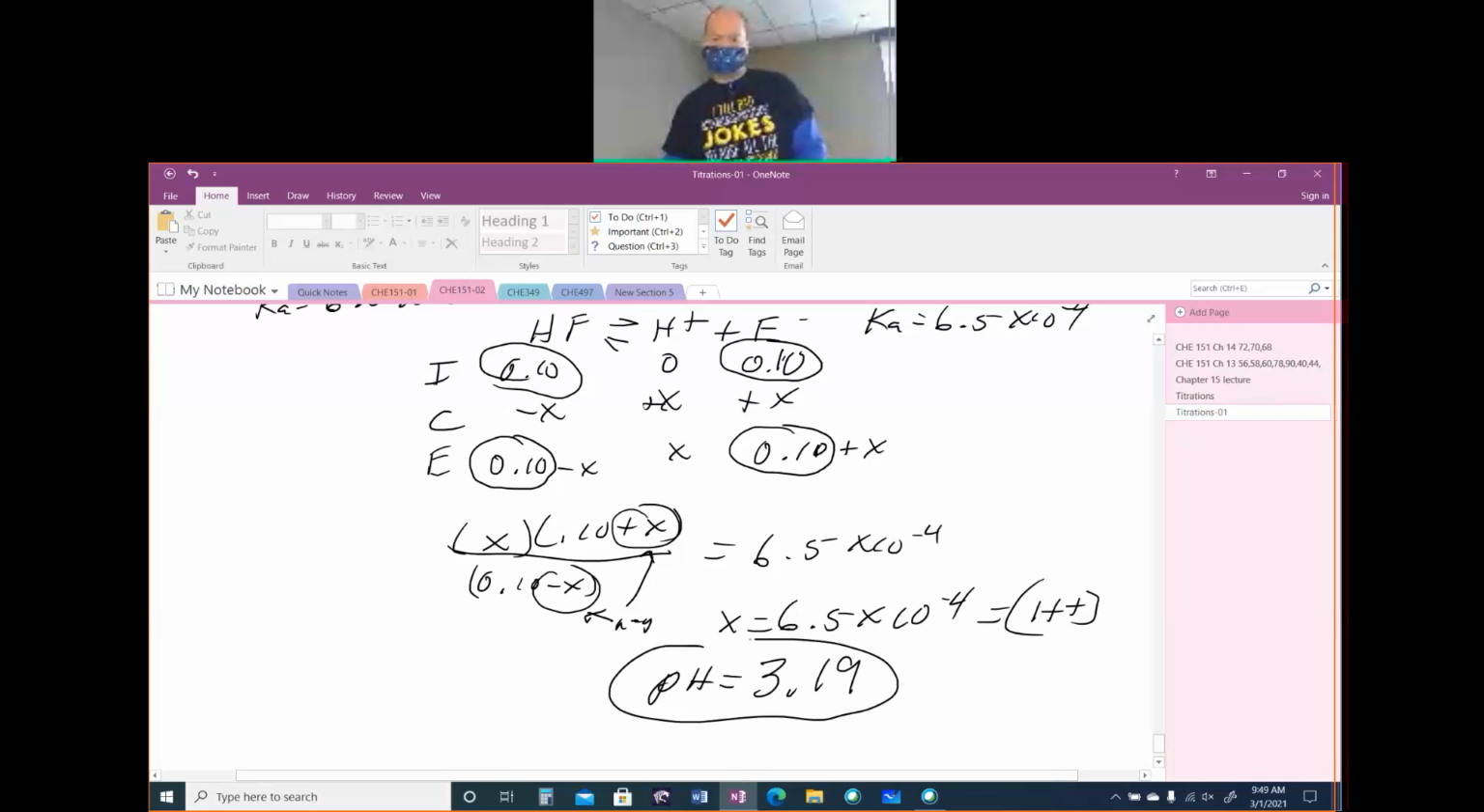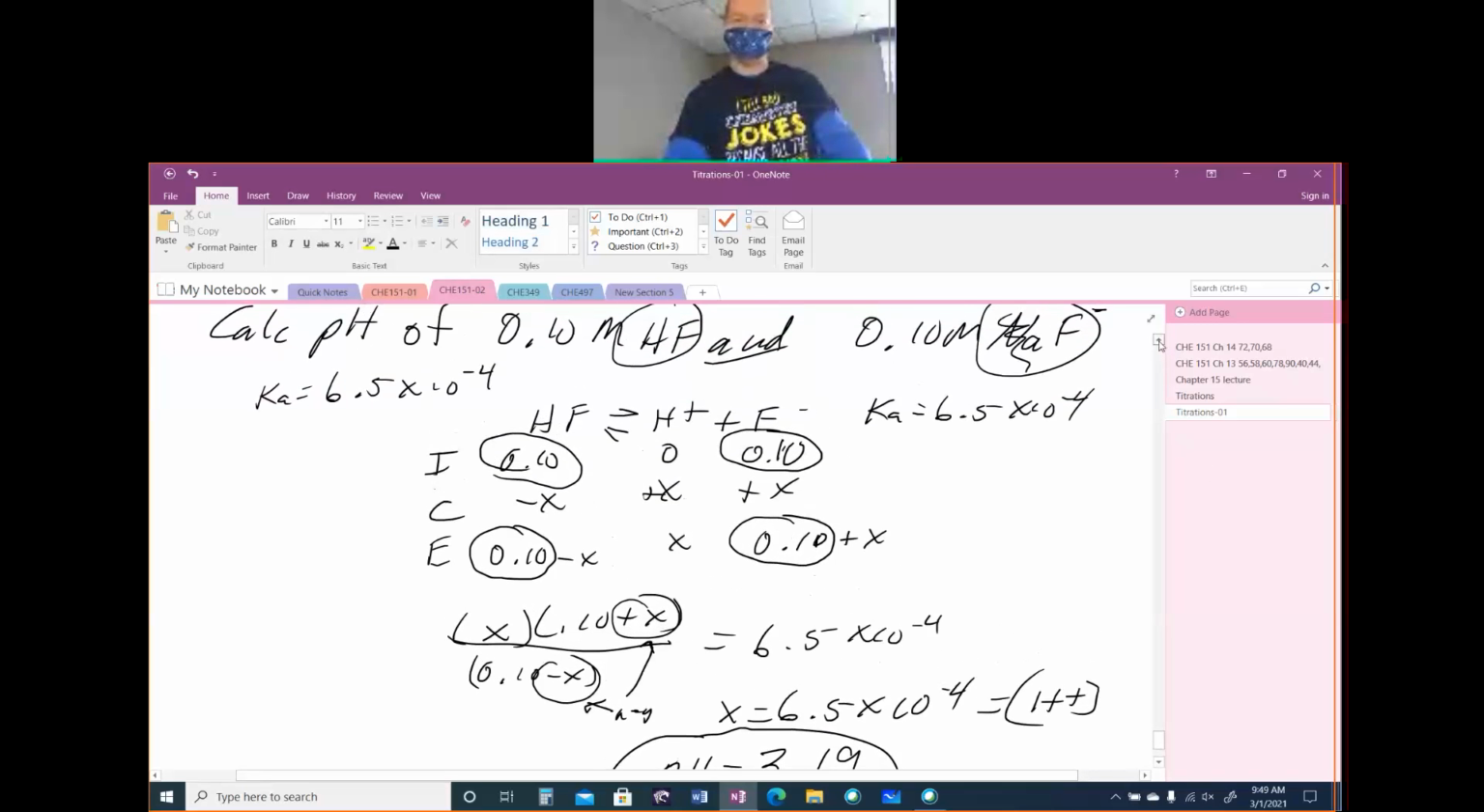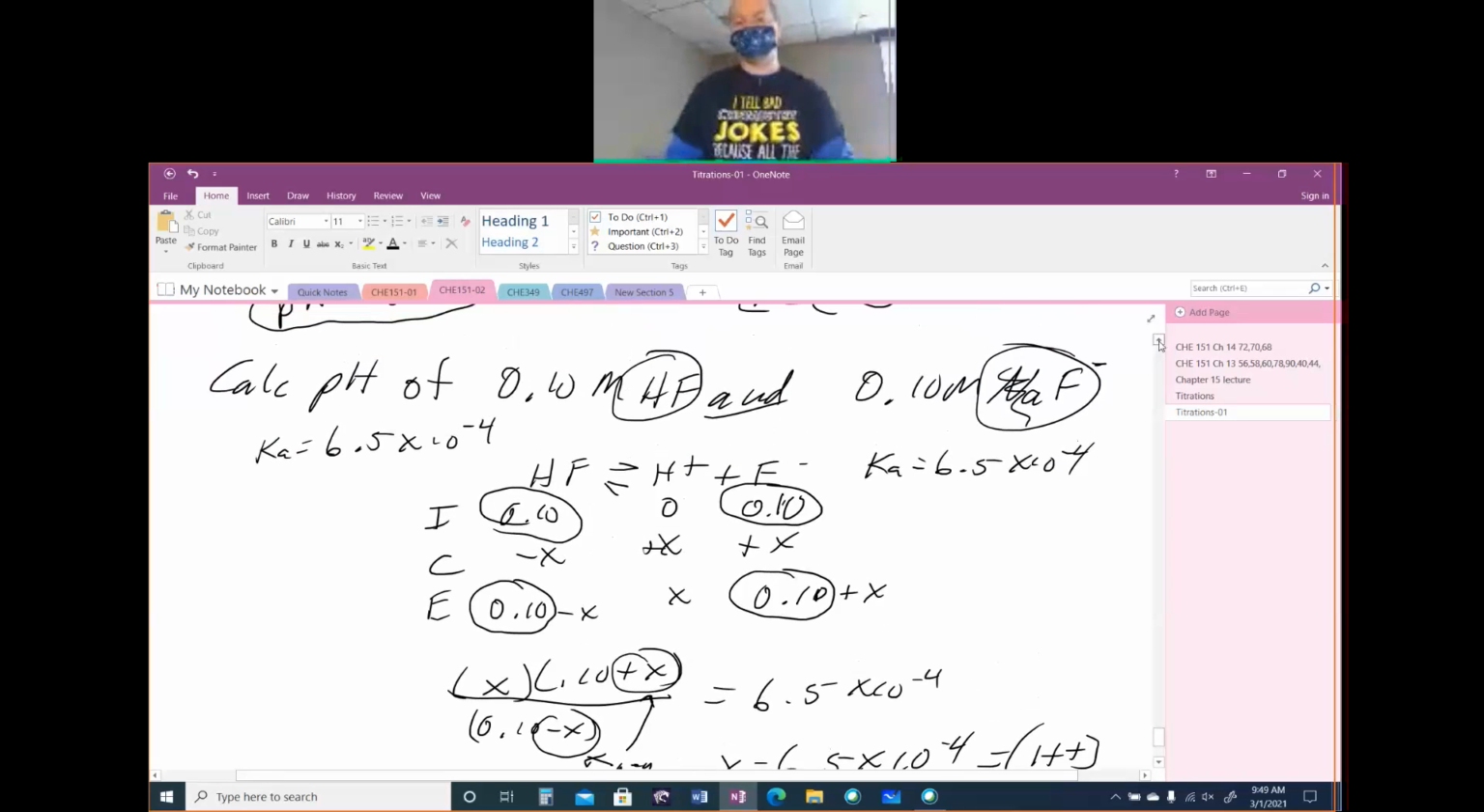All right, so this problem can be done like that, and it's really not that much longer than doing it a different way. All right, when I see this problem, I do not do it this way. I see this as I have HF, the weak acid, at some concentration. I have F minus, its conjugate base, at some concentration. And so now I know that I have a buffer.